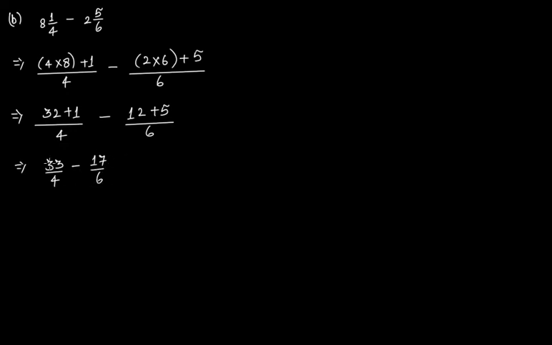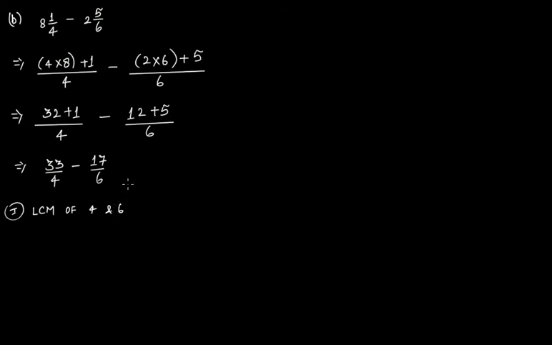Now, since these two are unlike fractions, we know that first we'll have to convert them into their respective equivalent fractions in a way that both the equivalent fractions that you will get from this one and this one should have the same denominator. So to do that, we know that the first step will be to take the LCM of 4 and 6.